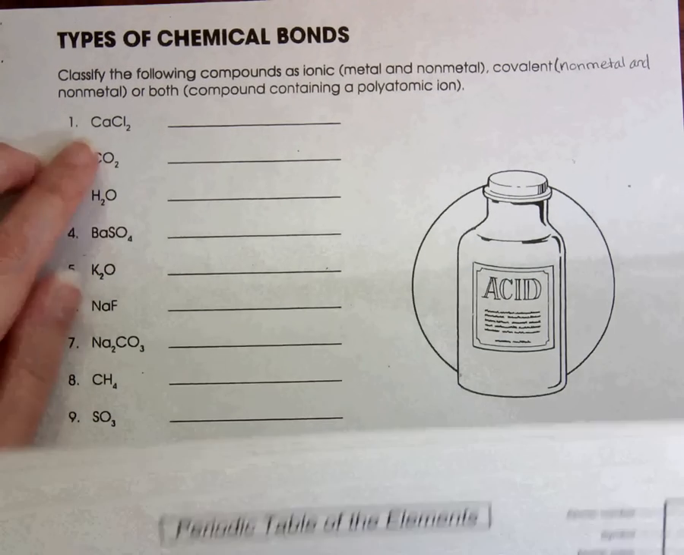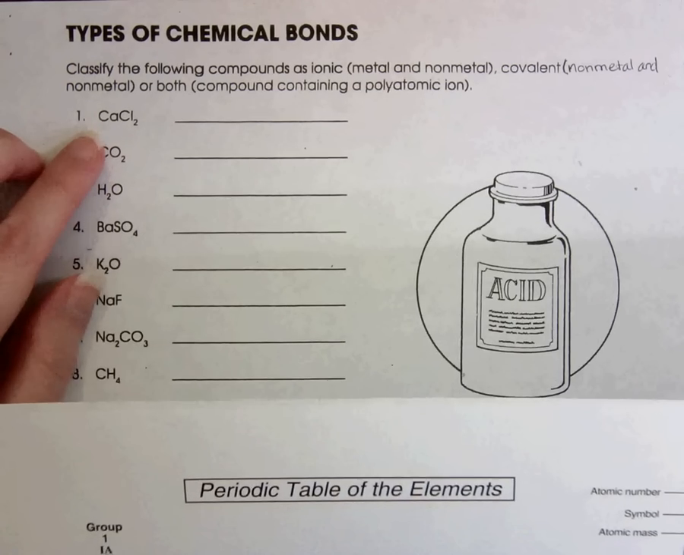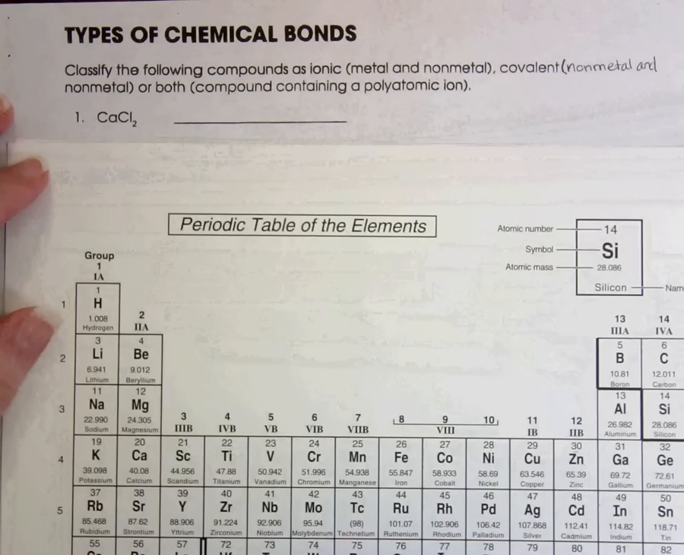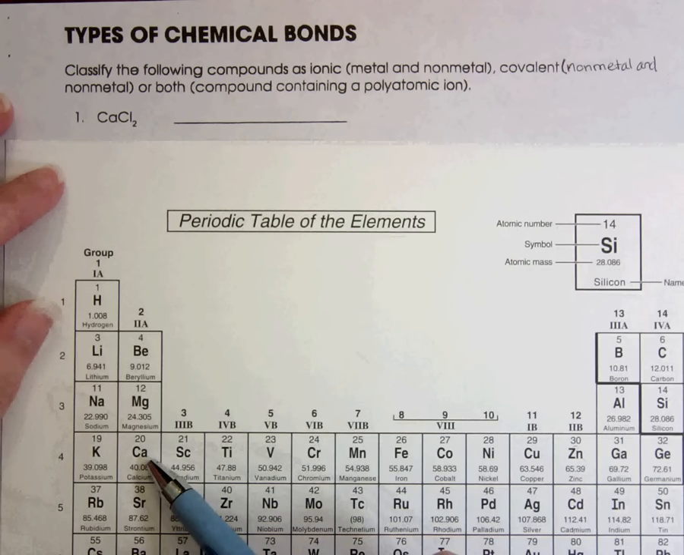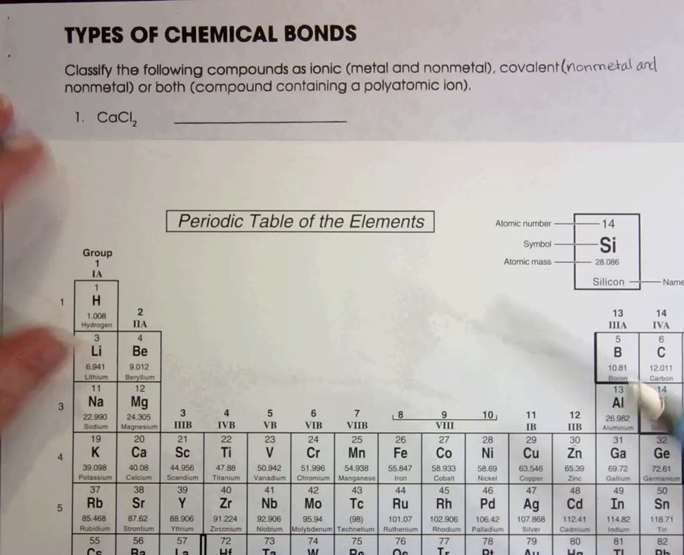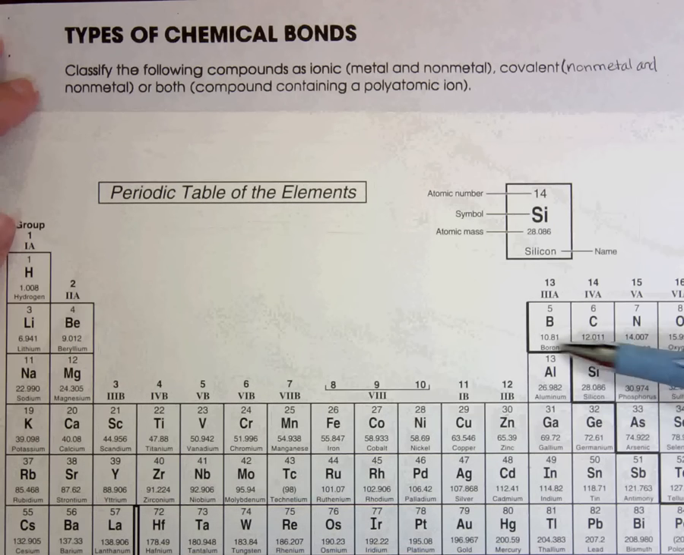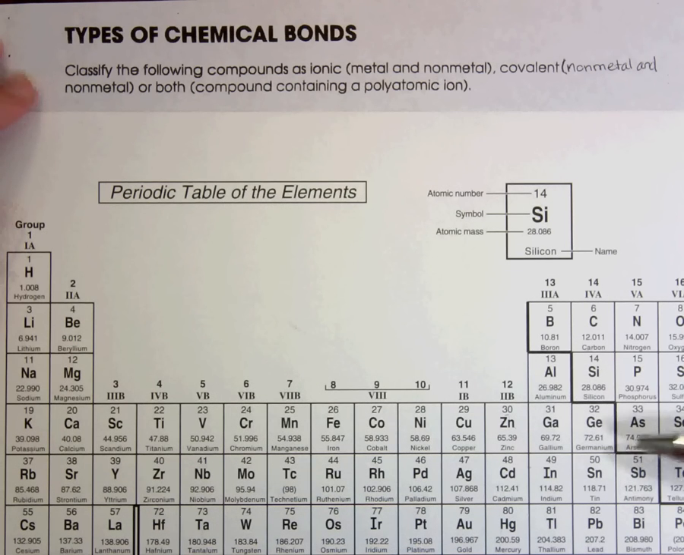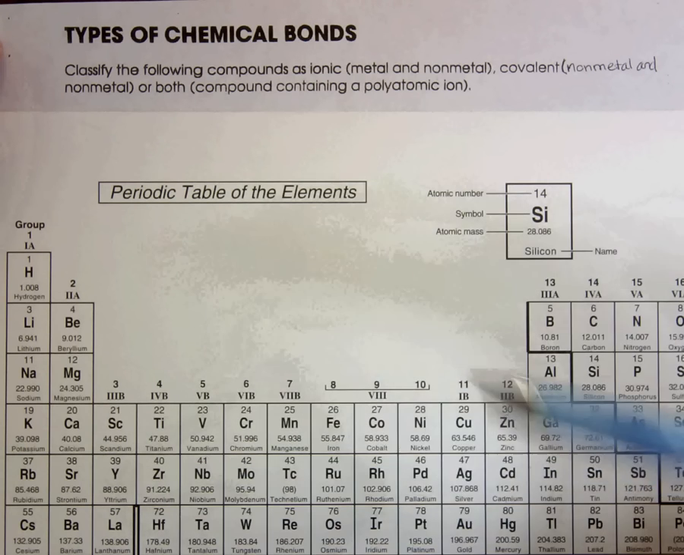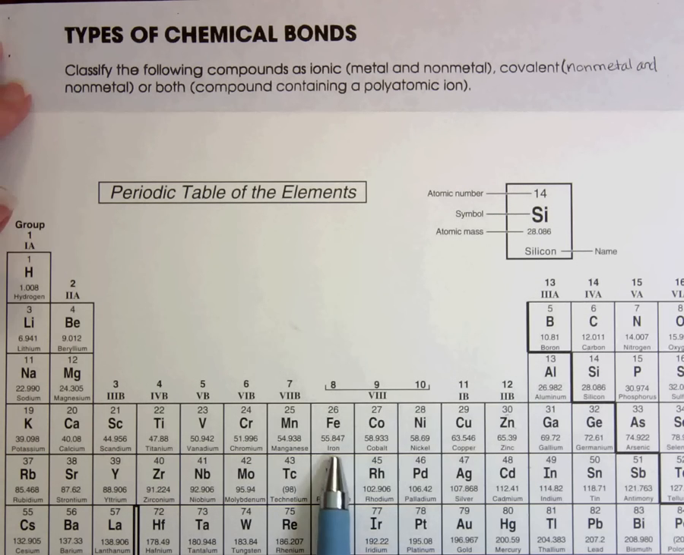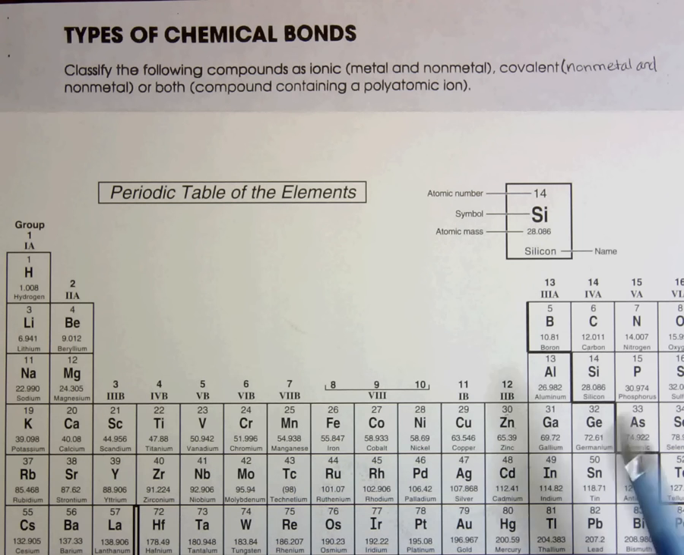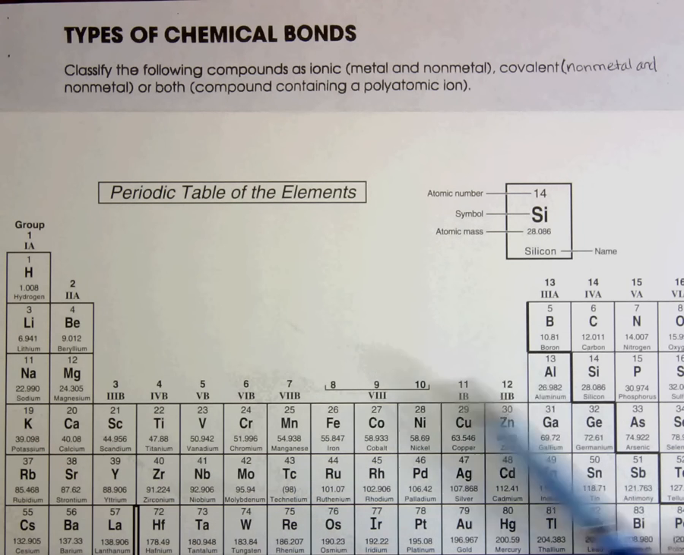So let's do the first one here, CaCl2, which is calcium chloride. So I look up Ca, which is on the left-hand side of this zigzag line. Remember, the zigzag line separates out our metals and our nonmetals. So since it's on the left, and if you can't remember that, guys, just look at this. See, iron, copper, things that you know, gold, lead, the things that you know are metals are on the left-hand side of that zigzag line.